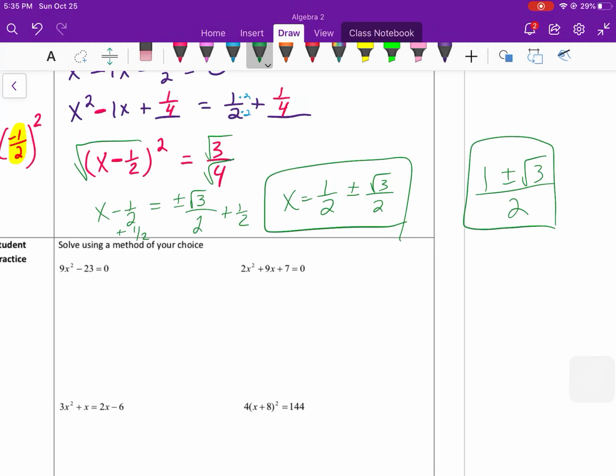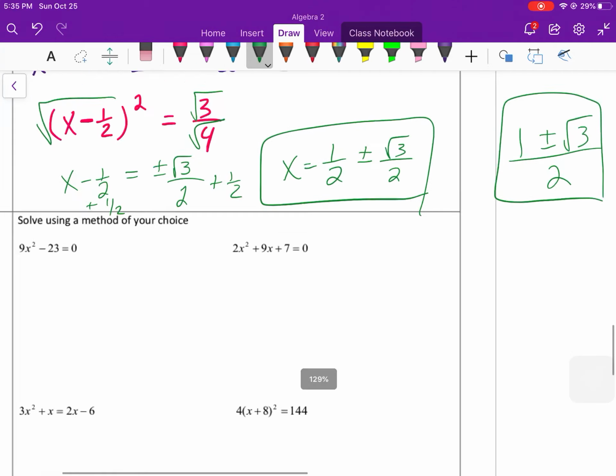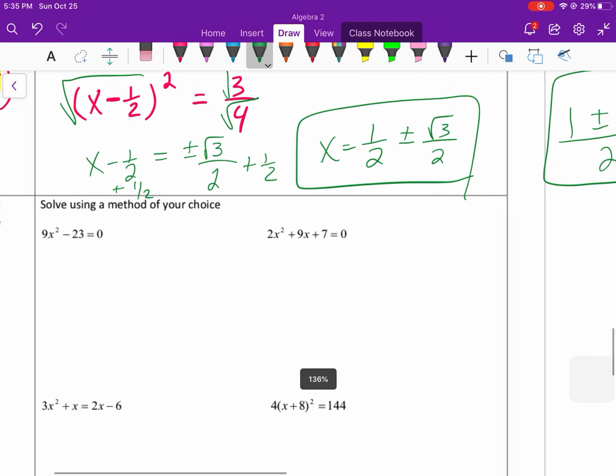Hopefully that was a good review lesson, and you got the solving stuff under control. If I say solve by whatever method, you can do it. Give it a shot. I didn't tell you which method to use. I said method of your choice.